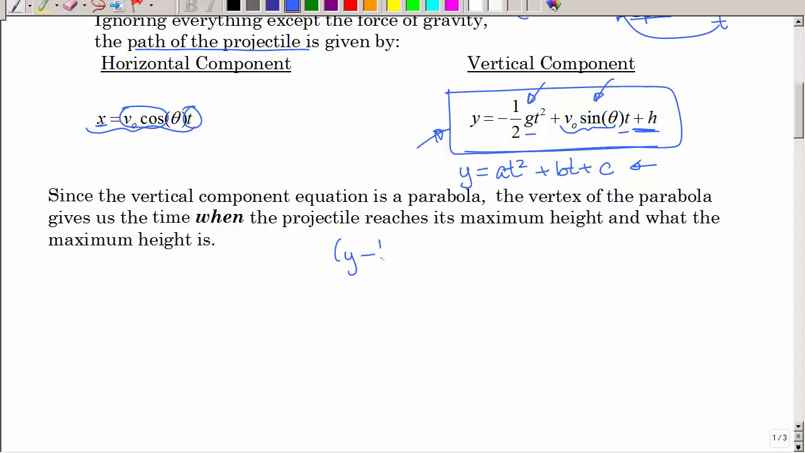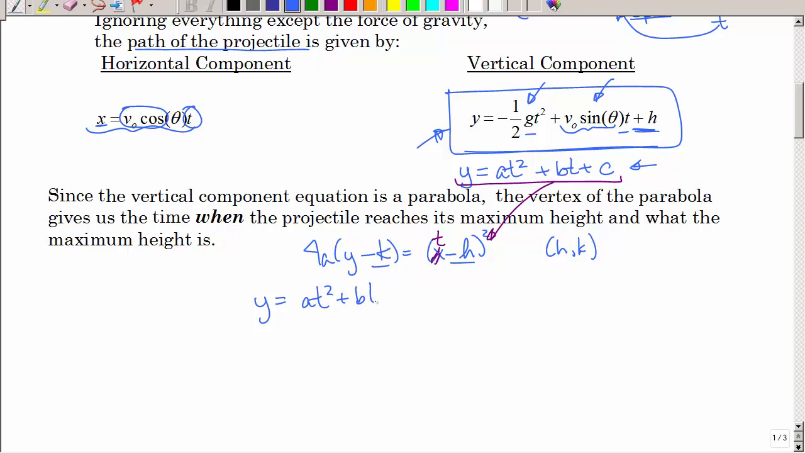Well, remember this? We had y minus k times 4a equals x minus h squared. And so that part, h and k, were the vertex of that parabola. We're going to do the same thing, except instead of x here, we'll have t. So how do we get that into that format? We're going to complete the square. And yes, it's going to be a little bit ugly, but hold on.